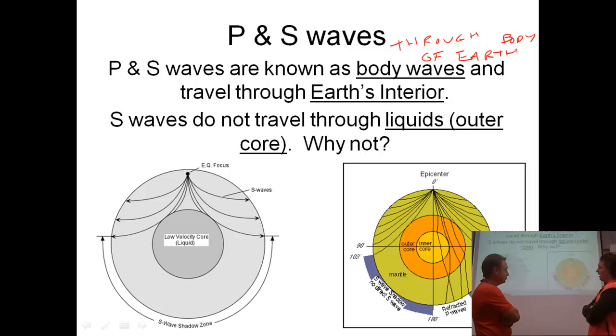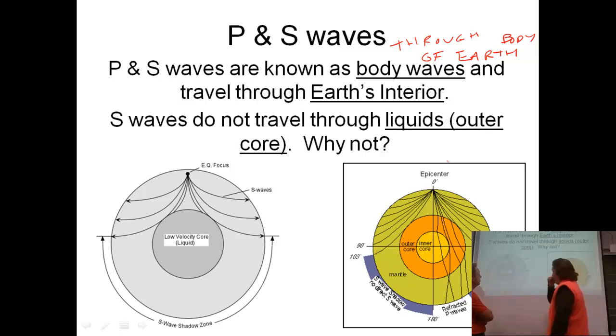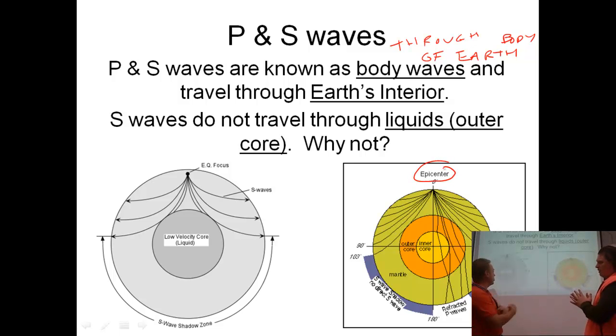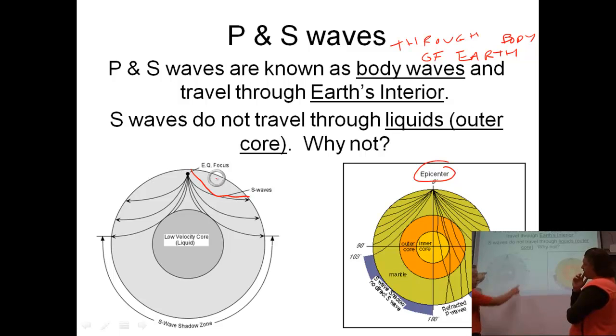Why or why not? Let's take a look at this diagram here. We've got something that says epicenter right here, and we've got focus over there. Have we already defined those two? No. Basically, the energy is released from the focus, and the epicenter is the spot on top. Exactly. The energy comes from here, and it looks like it travels out in all directions, and you'd expect it to show up and be detected at these places.